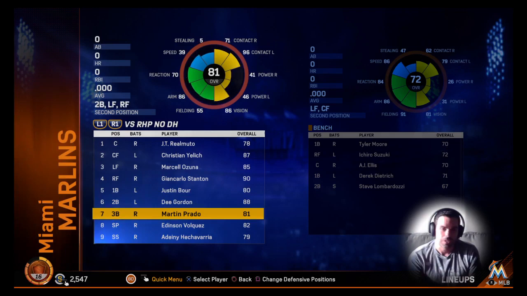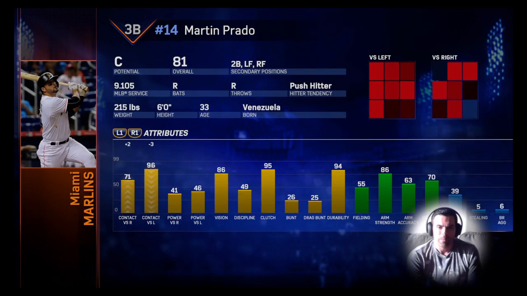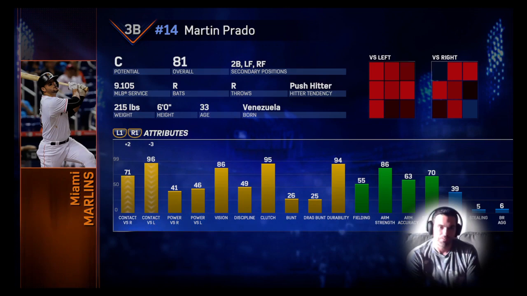Now, traditional lineup for the two hole, they want somebody who's good with the bat, right? They want someone who's a good bunter, maybe someone who's going to make contact. Now, Prado is not a good bunter. The Marlins don't really have that traditional number two hitter on this team, but I put him up here because he is a guy who can make good contact. He's got good vision. He'll put that ball in play.